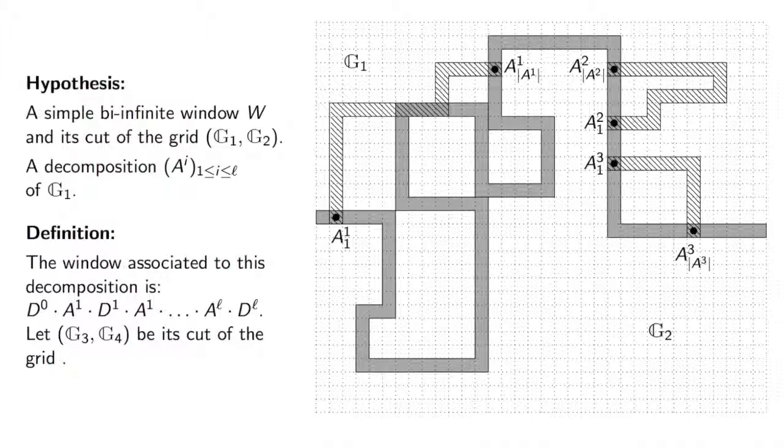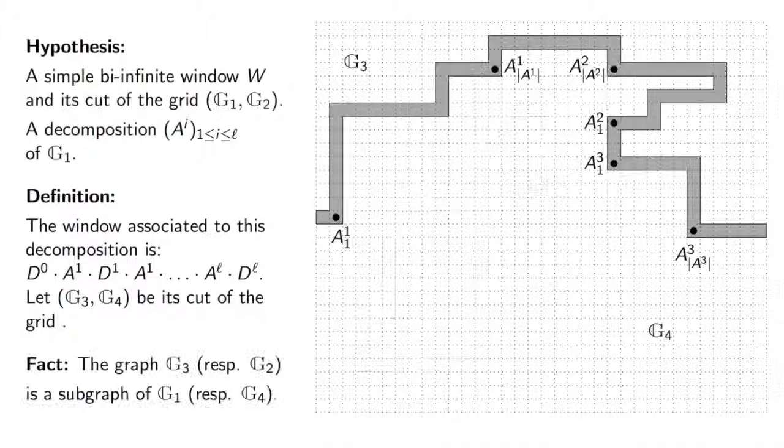Finally, we can extend the definition of the window associated to an extremum path to a decomposition of several extremum arcs. In this case, we create a new window which is the concatenation of the dual segments with the arcs of the decomposition. We obtain this new window W' which is the concatenation of two L plus 1 segments. The cuts of the grid associated to this new window W' are called G3 and G4. As previously mentioned, G3 is a subgraph of G1 and G2 is a subgraph of G4. Intuitively, G3 is obtained by removing all the interiors of the different arcs from G1.